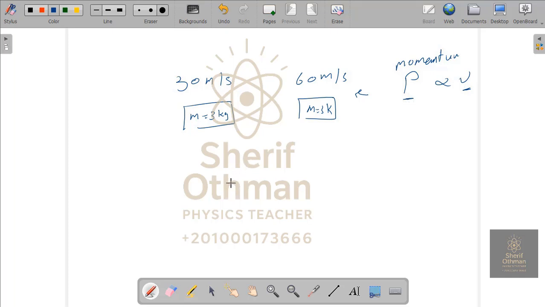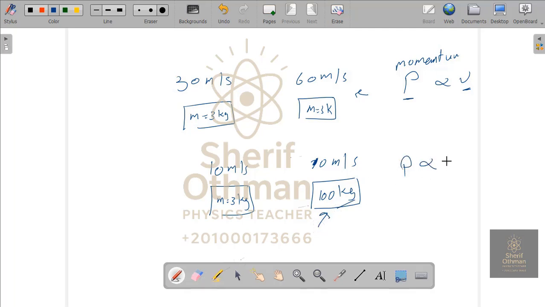If we have two different objects moving at the same speed, the first is moving at 10 meters per second, and the other one is moving at 10 meters per second. But they are different in mass. Let's say the first one has a mass of 3 kilograms, and the second one has a mass of 100 kilograms. Now, which one is harder to stop? Of course, the one with higher mass. So, the momentum also depends on the object mass.